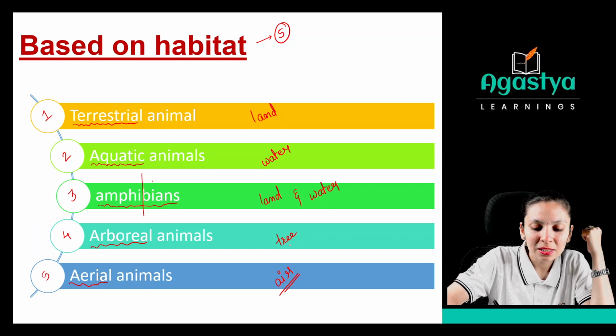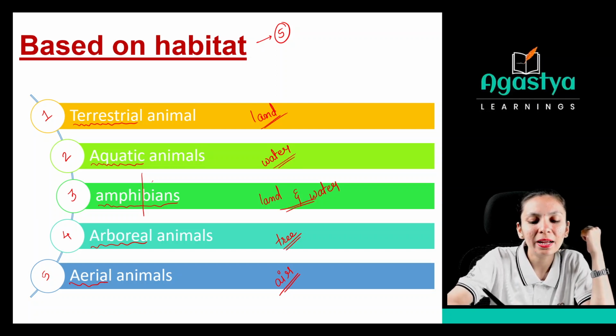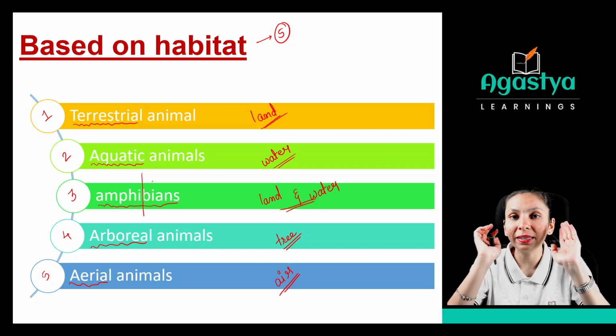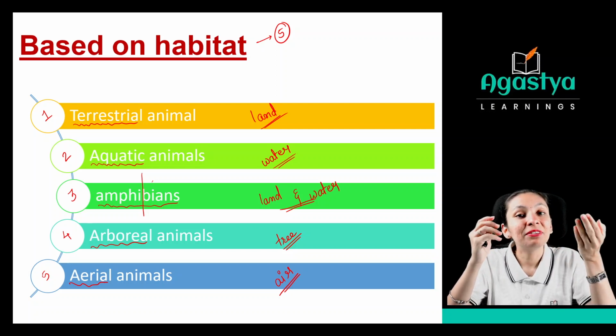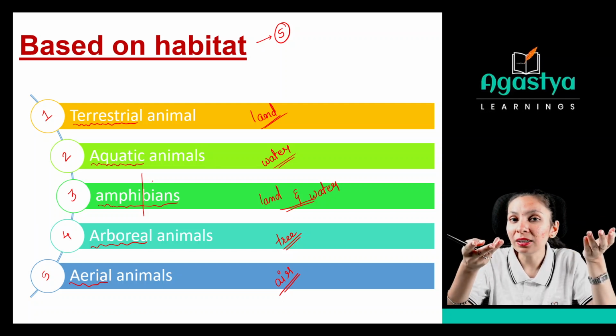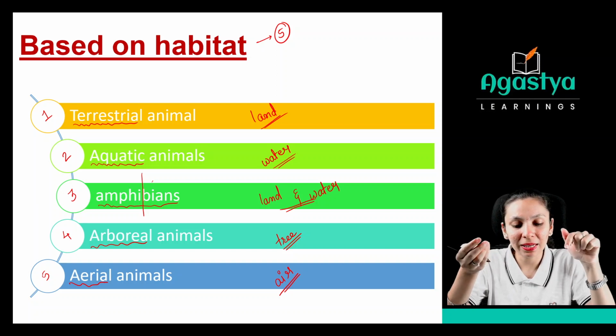So the animals which are living most of the time in air are called aerial animals. I know that you know the examples. Now you know the meaning of these words, so you will know the examples. We can find cow, goat, these are living on land, so they are the terrestrial ones. Fish is living in water, so that will be aquatic.